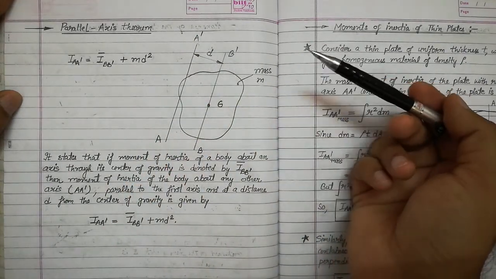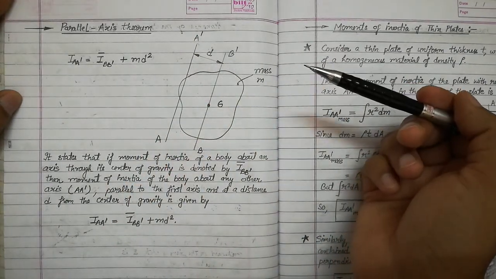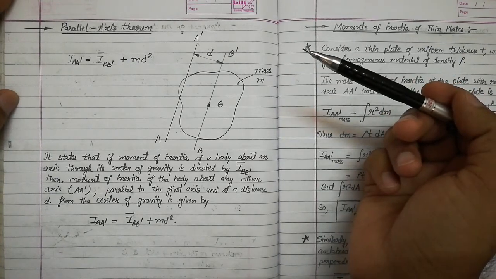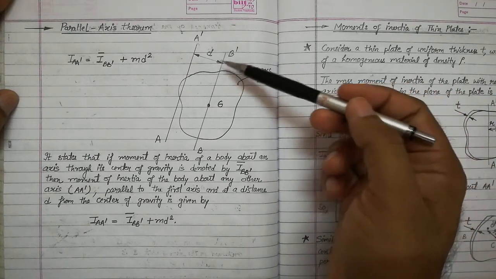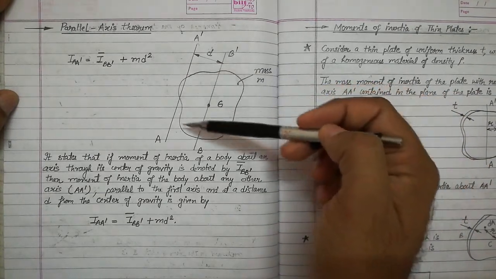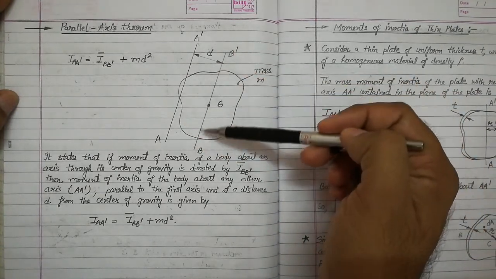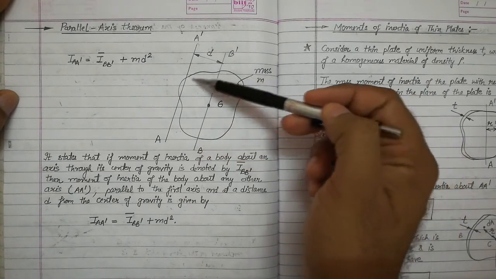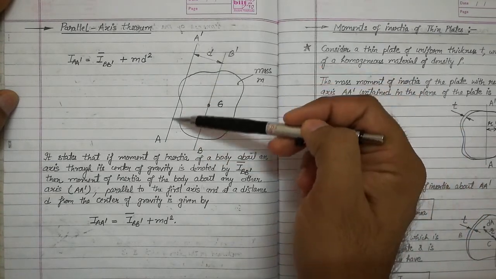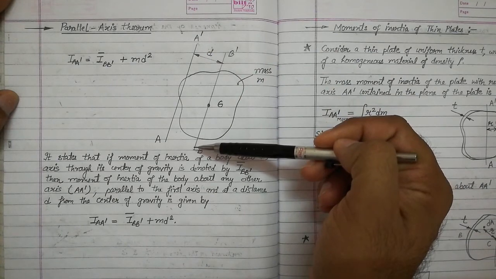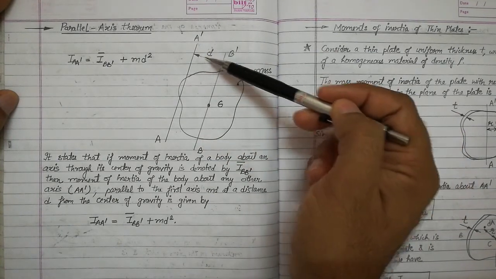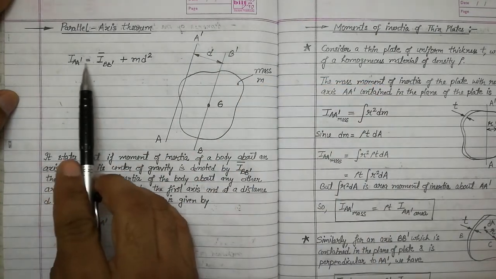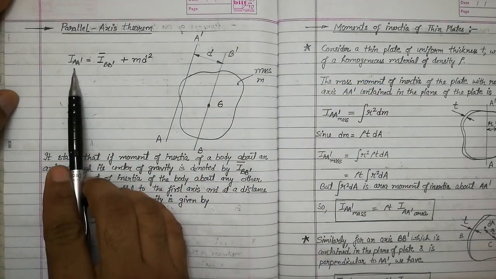It is a very simple theorem, and a very useful one in problems of mass moment of inertia. What it says is that if you know the moment of inertia of a body about its own centroidal axis, and you want to find its moment of inertia about any other axis parallel to the centroidal axis, and you know the mass of the body and the distance between those two axes, then you can use this equation to find that moment of inertia.